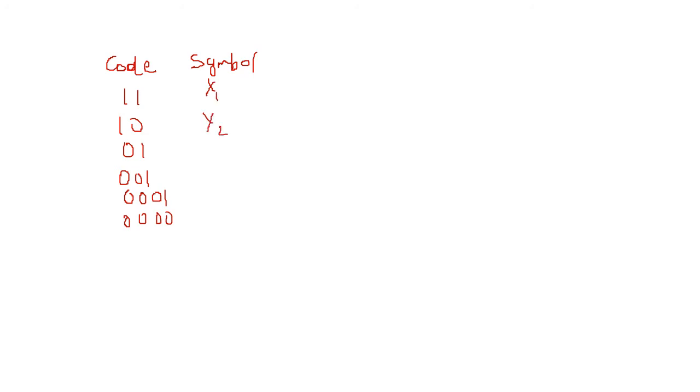Next, to draw the code tree, we have the codes as 11, 10, 01, 001, 0001 and 0000, and these are for the symbols x1, x2, x3, x4, x5 and x6.